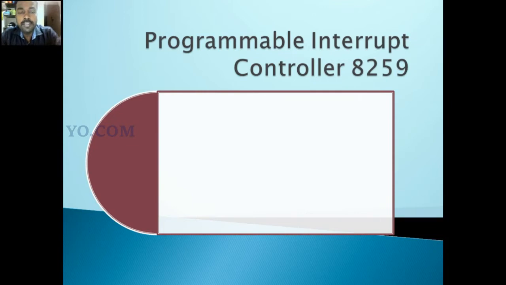So in this session we are going to see the Programmable Interrupt Controller. IC number is 8259. Okay. So Programmable Interrupt Controller. What is interrupt? What is the need of interrupt controller? Why does the microprocessor need an interrupt controller? Okay. Let us enter into the video.